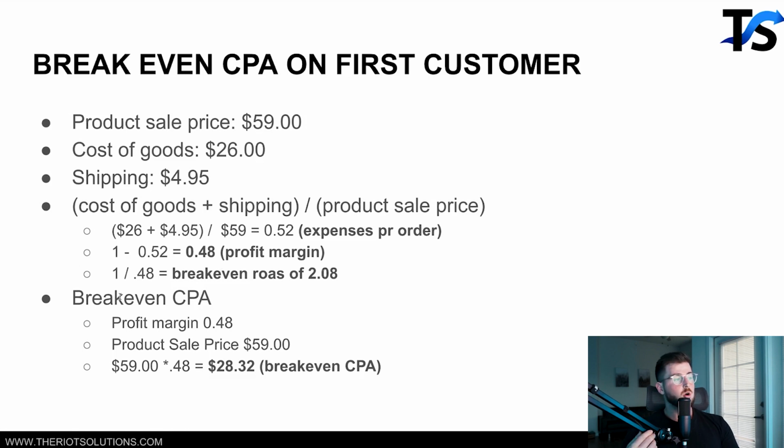Okay. So now what I want to do is I want to look at break-even CPA. So if I take that profit margin of 0.48 and I take our product sell price of $59, and I simply multiply it, $59 times 0.48, that's $28.32. So we have $28.32 per order. So that's the most I can potentially spend with ads to break even on ad spend, shipping, and cost of goods. Okay. Now, key thing here is that's just to break even.